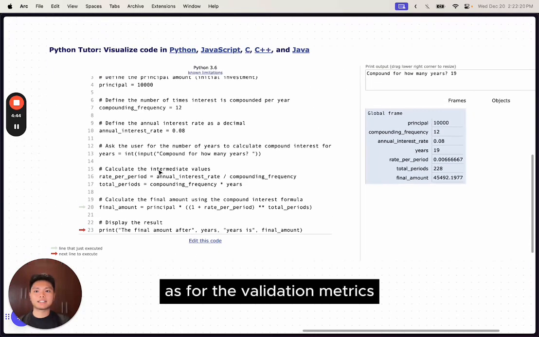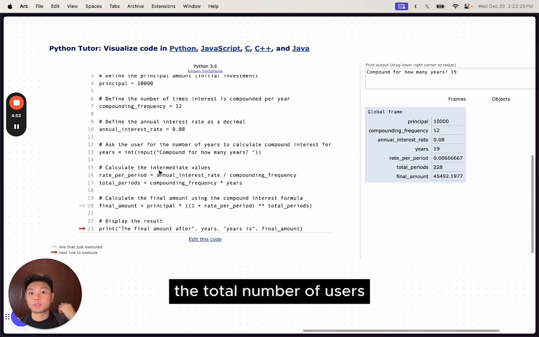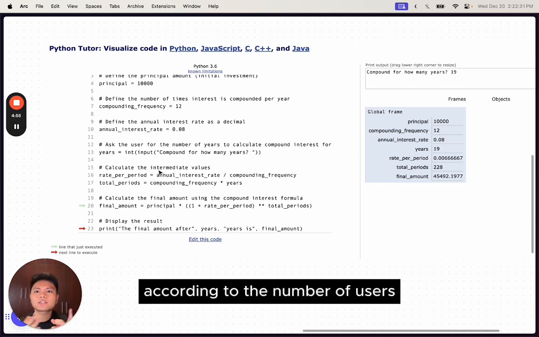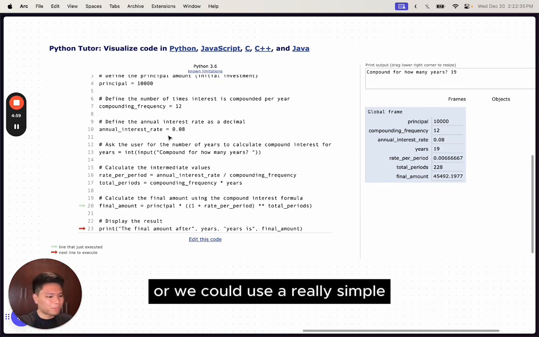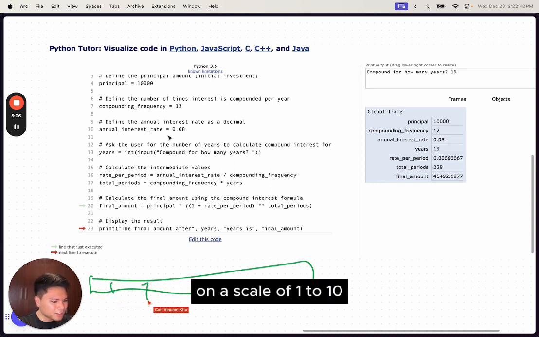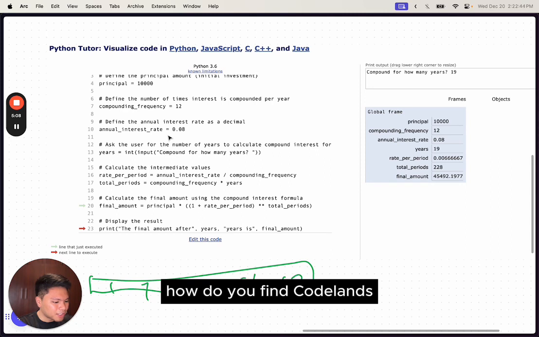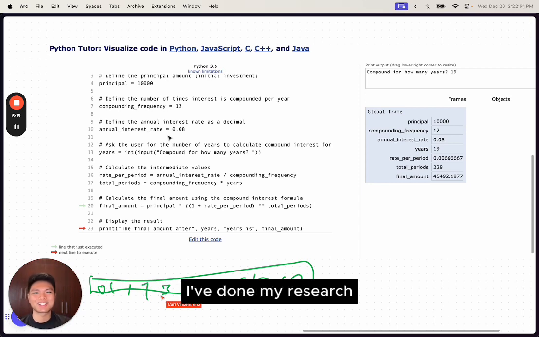As for the validation metrics, just to really answer your question, I would say that we could easily evaluate its effectiveness by seeing the total number of uses according to the number of users, or whatever formula we think is helpful. Or we could use a really simple quantitative Likert scale feedback, something like this, for example. We can just ask, on a scale of 1 to 10, how do you find Code Lens? Not to be confused with VS Code's Code Lens. Yes, I've done my research.